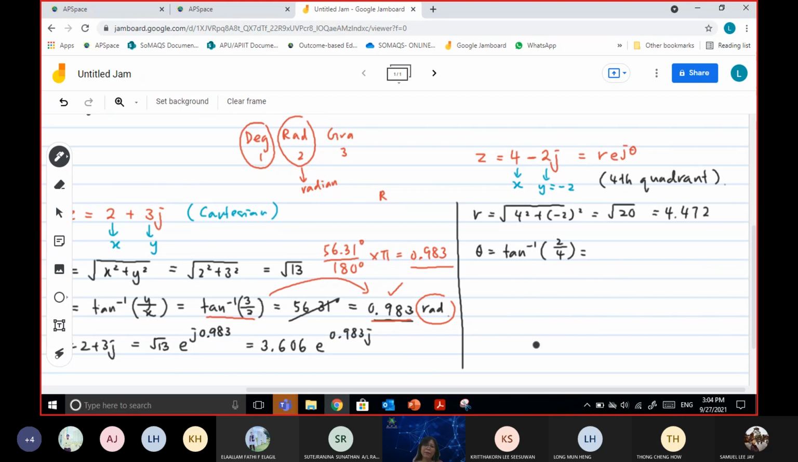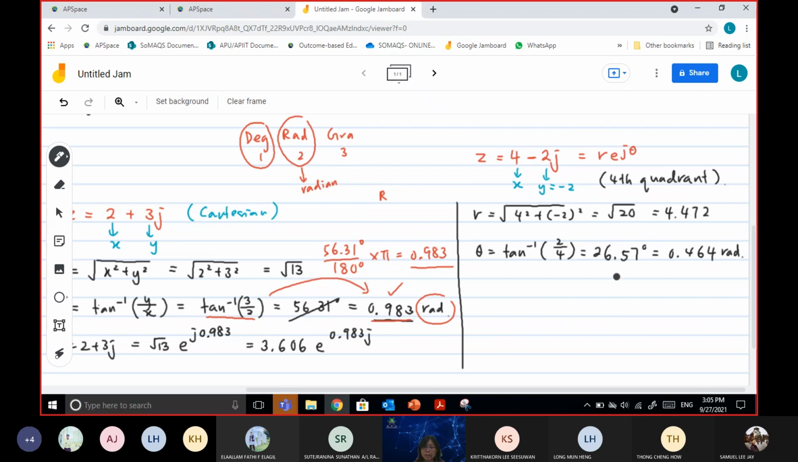Okay, I was showing you two ways here. It actually depends on which quadrant you are in. So this one is actually 26.57 degree. In radian it is 0.464 radian.